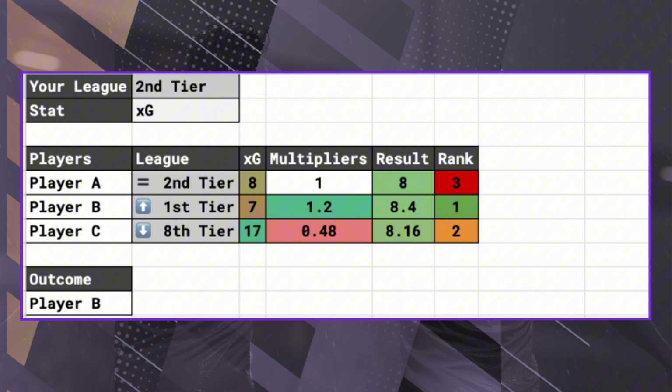Suddenly, it's tight between the 3 players. Player B does sneak ahead, but not by much. Player C looked like the next striking superstar, but now feels a little bit more like a non-league gamble. Might still be worth a punt though, but you want to make sure they're not just stat padding.